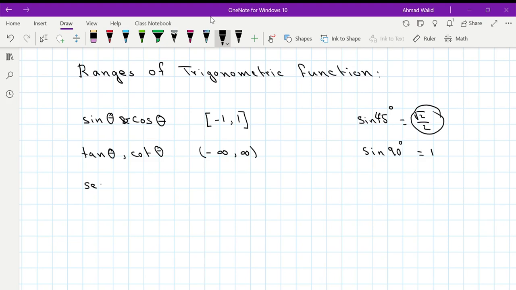Secant theta and cosecant theta, their range of values are from -infinity to -1 union 1 to infinity. That's the range that they can take. For time being, just try to memorize it this way. Later, when we do graphing, you don't need to memorize, you will understand what does it mean. Correct?